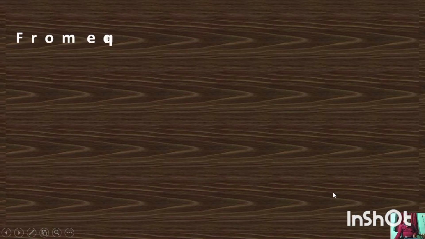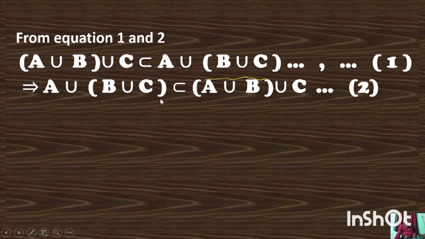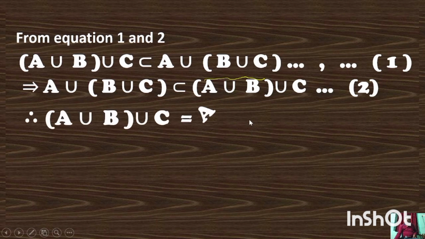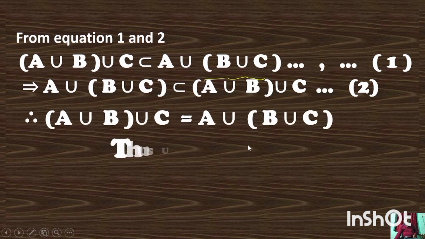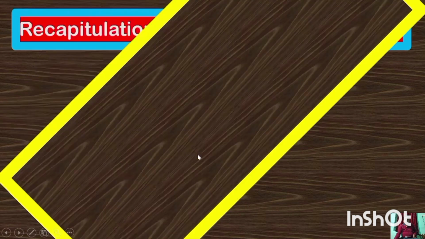Okay, so from both the points, from equation 1 and 2, it is clearly understood that (A union B) union C is a subset of A union (B union C), right? And A union (B union C) is also a subset of (A union B) union C. Thus, the union set obeys the associative law from both the cases. Using this property method we can prove an important statement of the union set, that union set obeys the associative property. Understand?